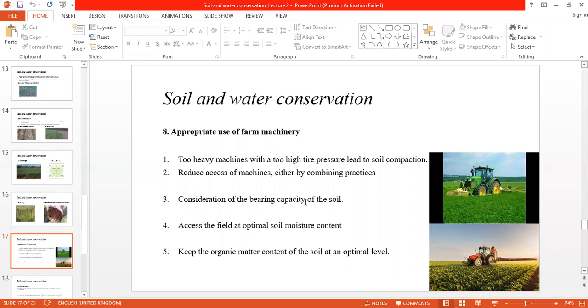Then you have to make sure that you... Mr. Miti, yes. I've liked that point you brought in. How do you determine the bearing capacity now?